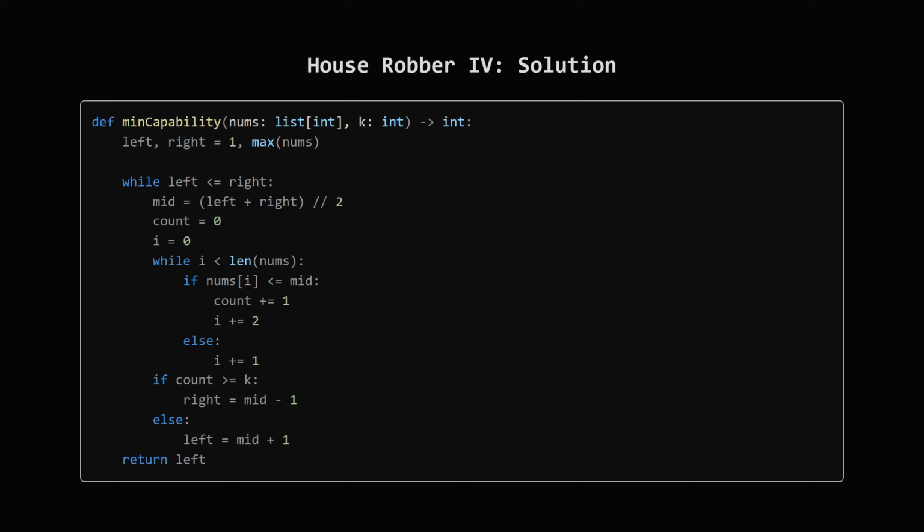If the count, the number of houses robbed, is greater than or equal to K, it means we can rob at least K houses with the current capability. So we try to minimize the capability further by setting right to mid minus 1. Otherwise, if count is less than K, it means we need a higher capability to rob at least K houses, so we set left to mid plus 1. Finally, when the binary search completes, left will hold the minimum capability.